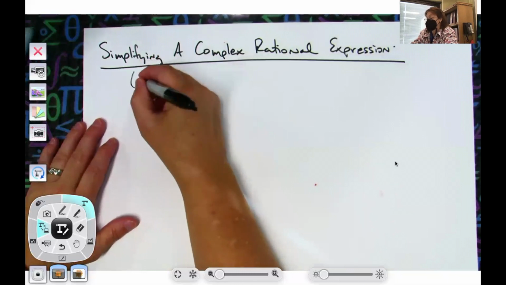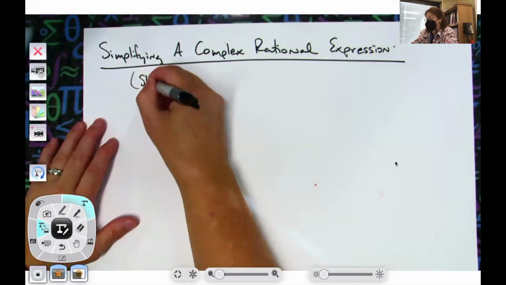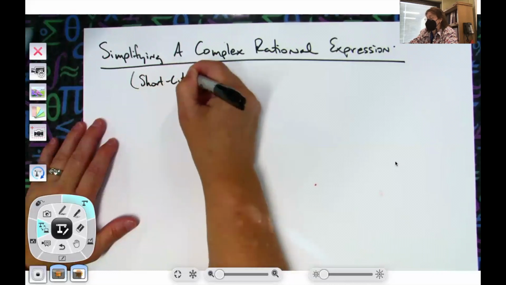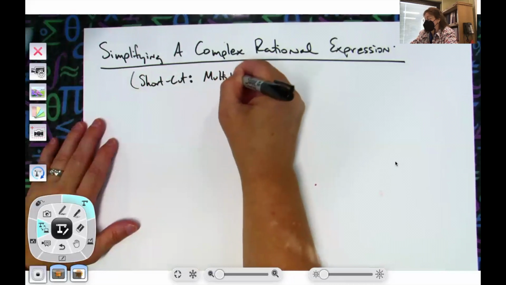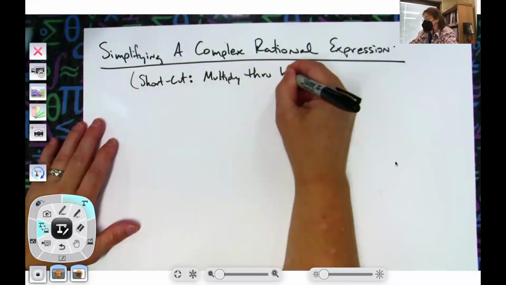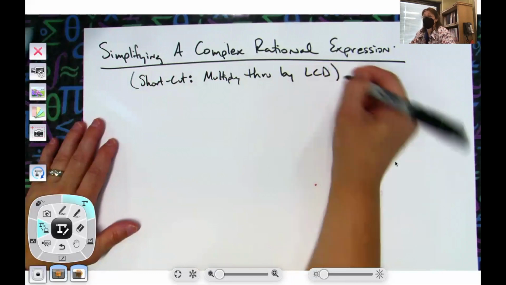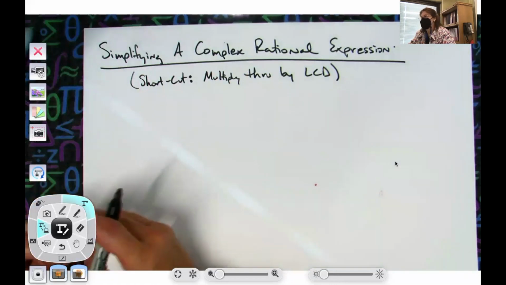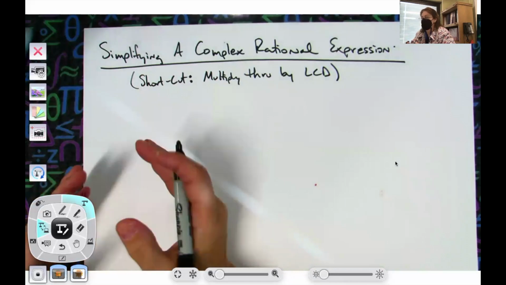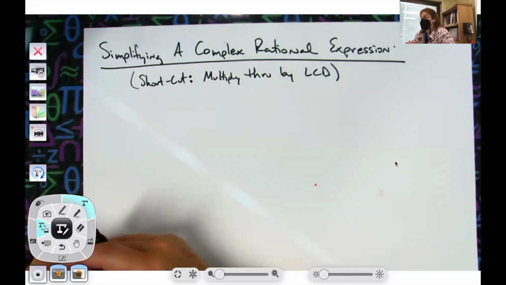Now, specifically, we're going to do a shortcut. We're going to multiply through by the least common denominator. You simplified complex rational expressions in Algebra 2. However, you probably did it more on the lines of keep it, switch it, flip it. You looked at it more like a great big complicated division problem as opposed to a complex rational expression. We want to do this very, very quickly.